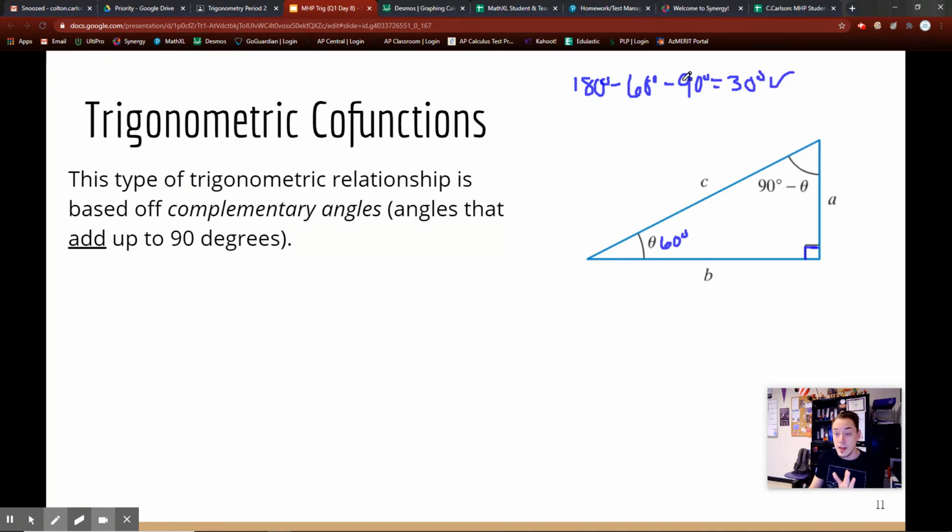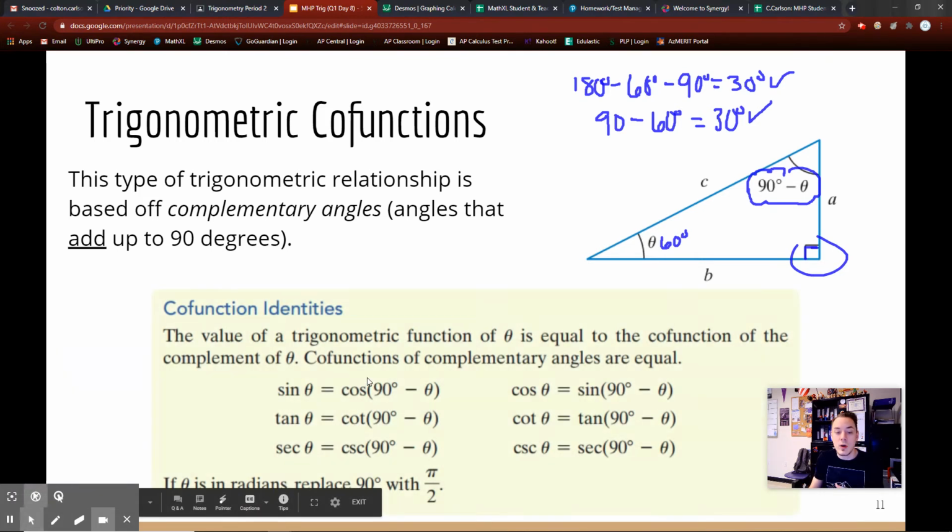But wait. What if we know that this is 90 degrees, couldn't we just take 90 degrees minus 60 degrees, my other angle here, and then does that equal 30 degrees? Yes. Okay, so this maybe brings back some geometry stuff because it really is a geometric formula, but I'm going to use that formula and implant it into what we call these identities here.